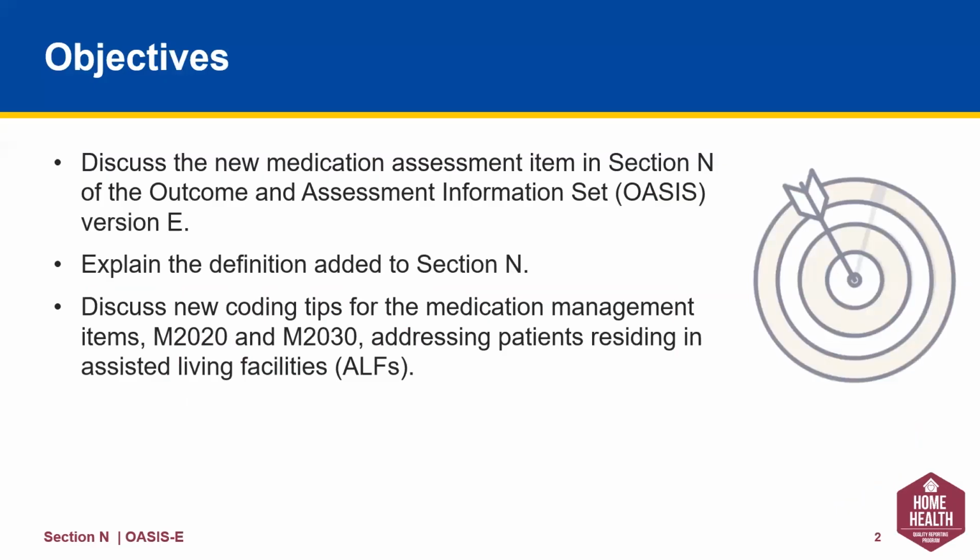Here are the objectives for our session today. At the conclusion of this training, you should be able to discuss the new medication assessment item in Section N of the Outcome and Assessment Information Set, or OASIS, version E, explain the definition added to Section N, discuss new coding tips for the medication management items M2020 and M2030, addressing patients residing in assisted living facilities, or ALFs.